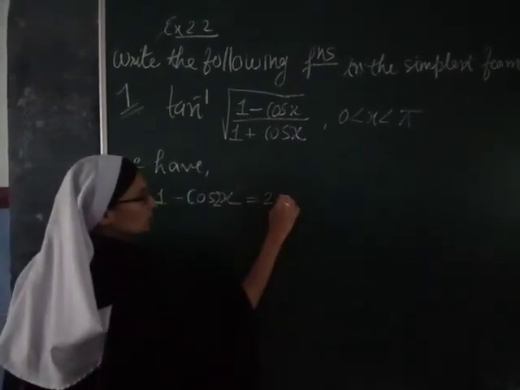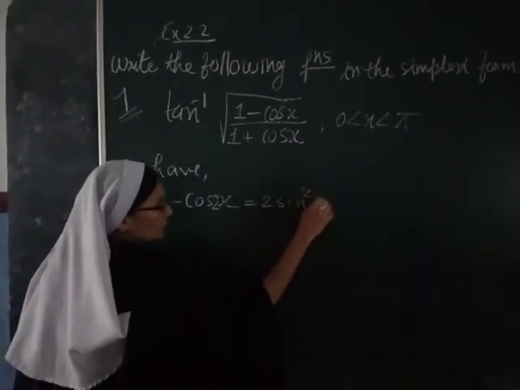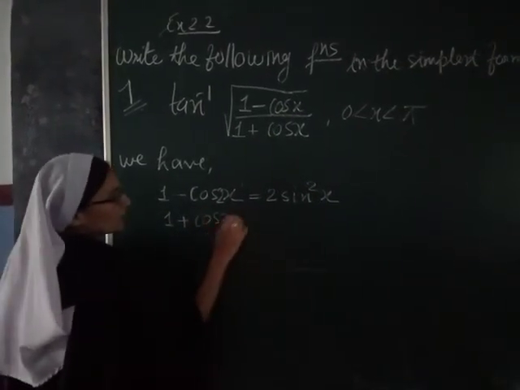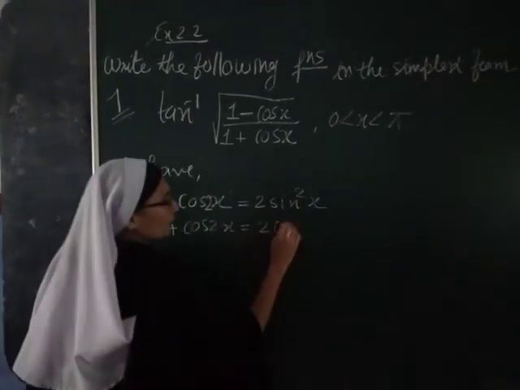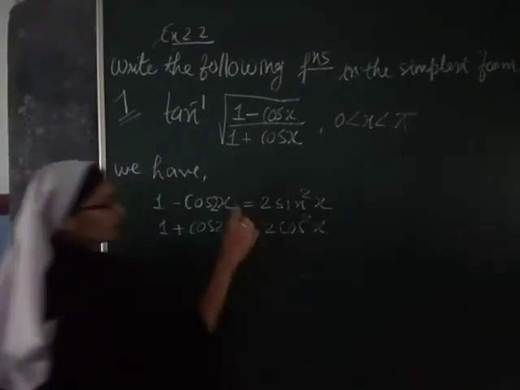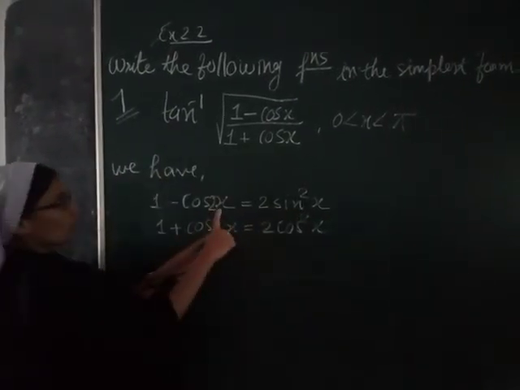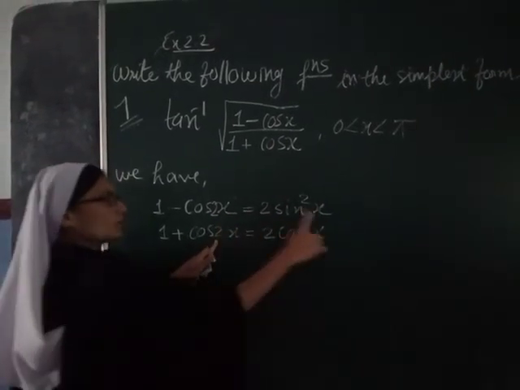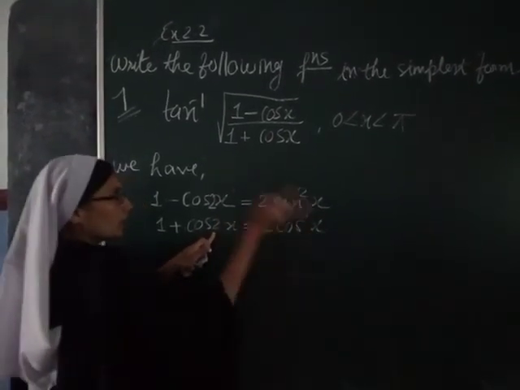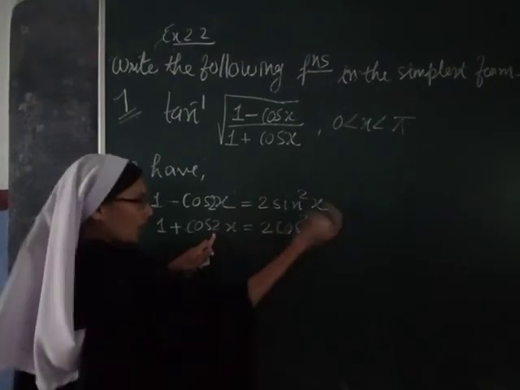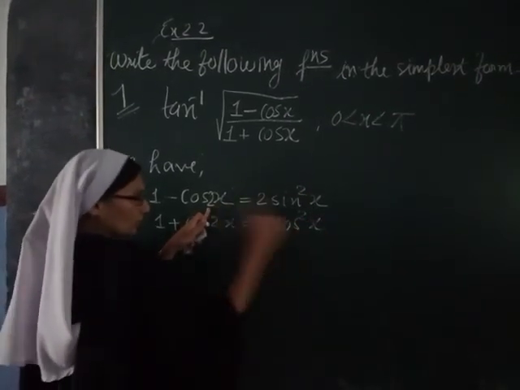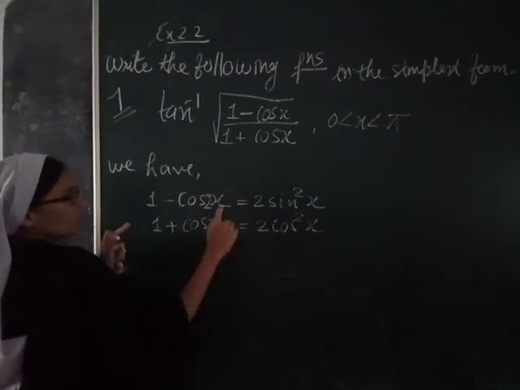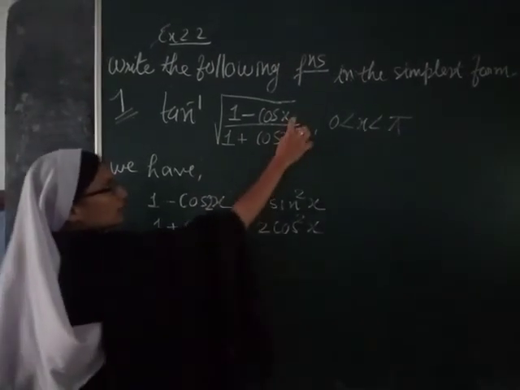1 minus cos 2x is equal to 2 sin square x. And 1 plus cos 2x is equal to 2 cos square x. These are the results we have done last year. Now if I have got only x here, then it will become x by 2, because 2x becomes x. That means if it is x, it will be half. So I am going to use these two results with the change in this angle.